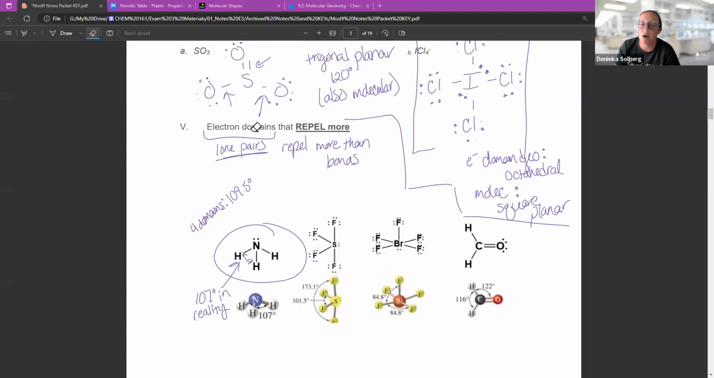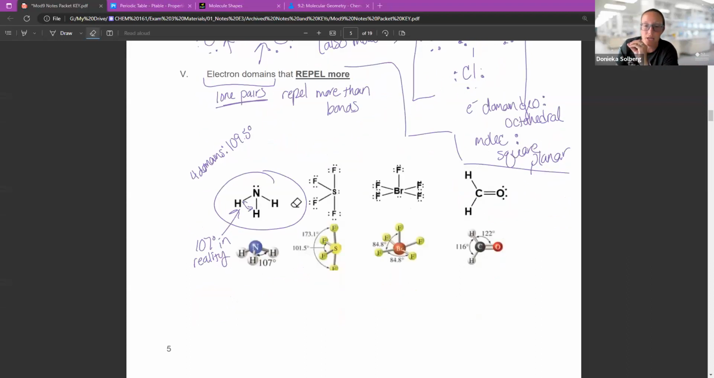Okay, so the other thing I want to introduce is the fact that not all electron domains repel exactly the same. They are very similar. So if you have 3 domains, the angles are about 120, but if they're not all exactly the same, they might be slightly different than 120. So actually, lone pairs repel a little bit more than bonds.